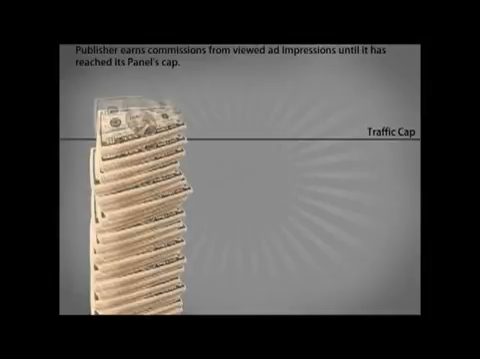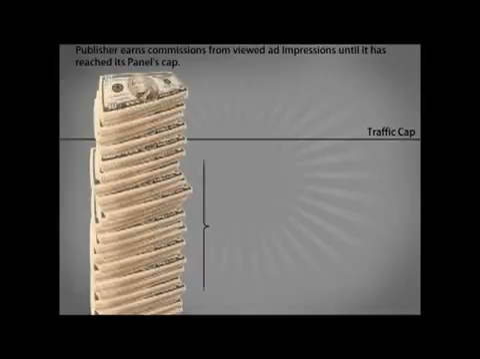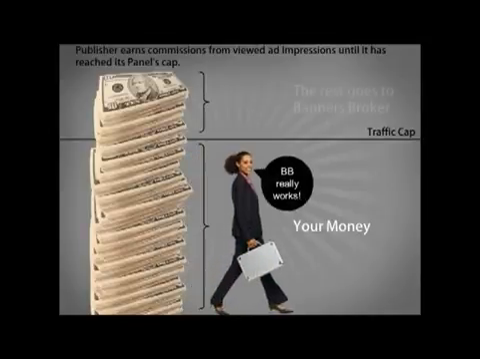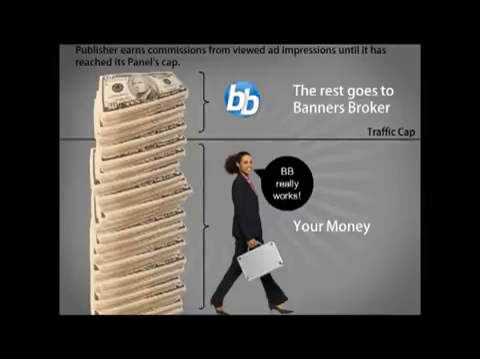But you notice something. The money keeps going even past the traffic cap. The commissions earned below, up to the traffic cap, is your money. Right? And that's what you see in your back office. You see the commission column and the total commissions earned. That's your money, whether you're using it to buy additional advertising or you're sending it to your e-wallet. But above the traffic cap, that's Bannersbroker's money.